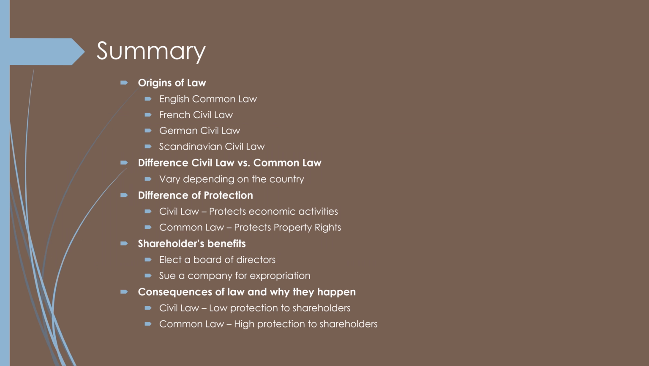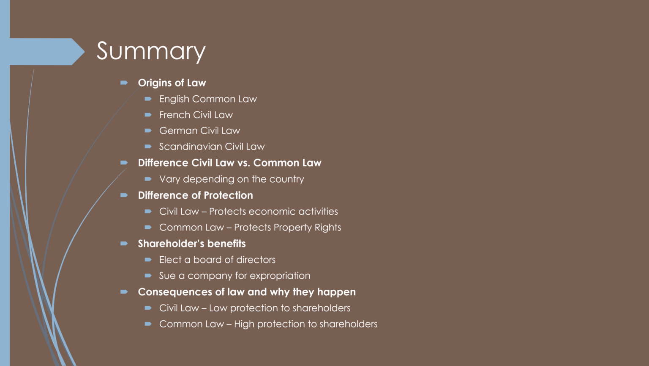To summarize, today we talked about the origins of law, which can be English common law, French civil law, German civil law, Scandinavian civil law. We also talked about the difference between civil law and common law, which depend on the country that practices it. We also talked about the difference of protection, which is that civil law protects the property rights, whereas common law protects the economic activities.